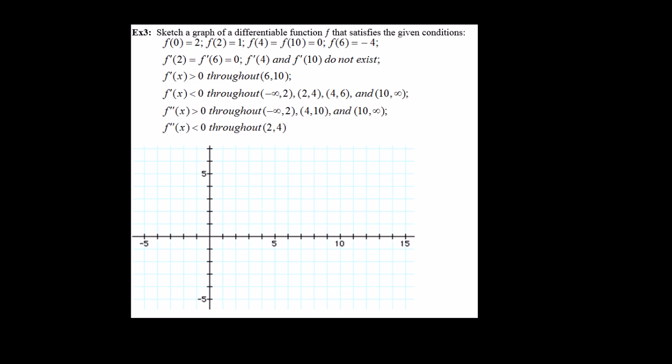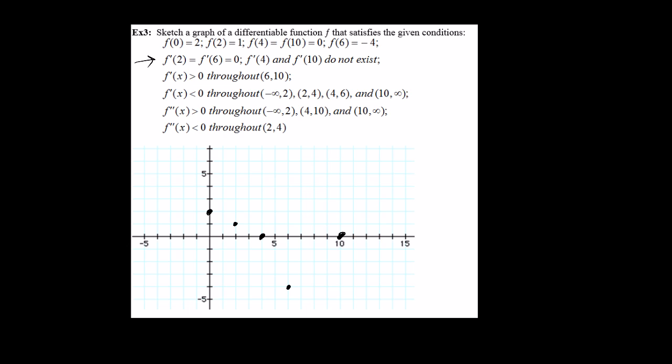So f of 0 is 2, f of 2 is 1, f of 4 and f of 10 are 0, so 0 and 0 here. F of 6 is negative 4, so 6, 1, 2, 3, 4. We know it's down here. So that's what the first line tells us.